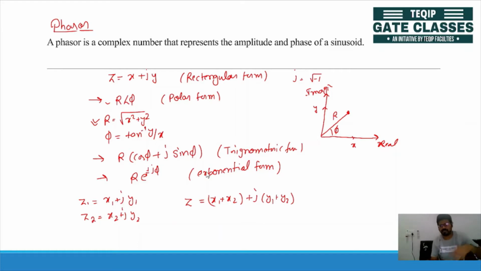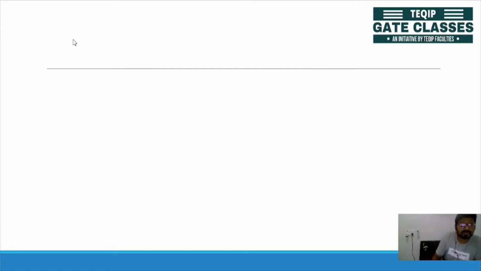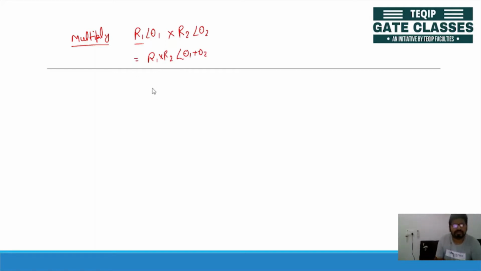Okay, so let's see the operations on polar form. Suppose we have to multiply two polar numbers. Suppose we have r1 angle theta 1 as one quantity, and the second one is r2 angle theta 2, two complex numbers. If we have to multiply them, then the magnitudes will be directly multiplied and the angles will be added. Okay, so this will be your result.